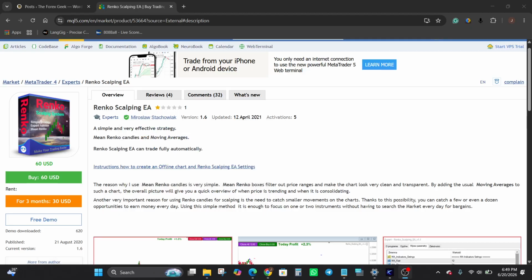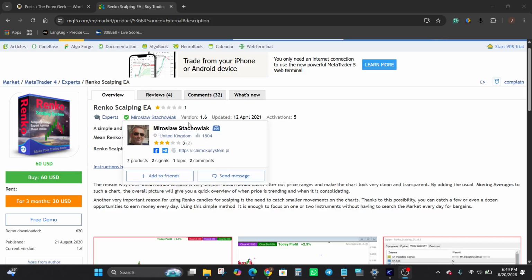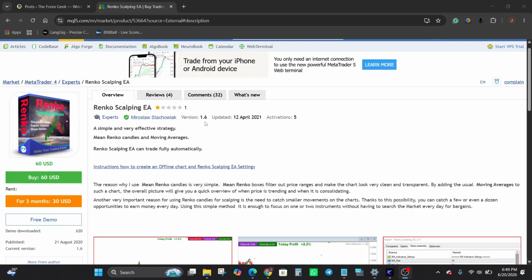Okay, so starting here on the Marketplace page, Renko Scalping EA is available for 60 US dollars with a 3-month rental option priced at 30 US dollars. The developer is Miroslav Stachowiak, and the version currently displayed is version 1.6, updated on April 12th, 2021.